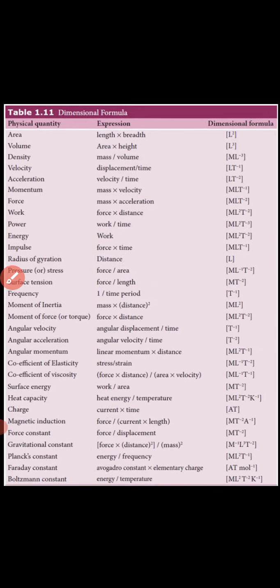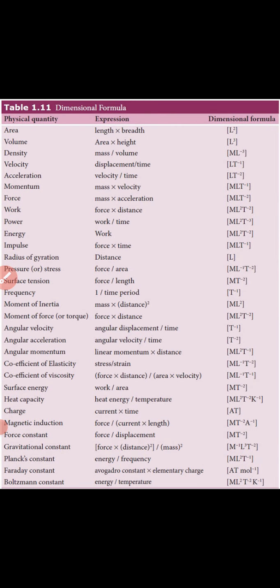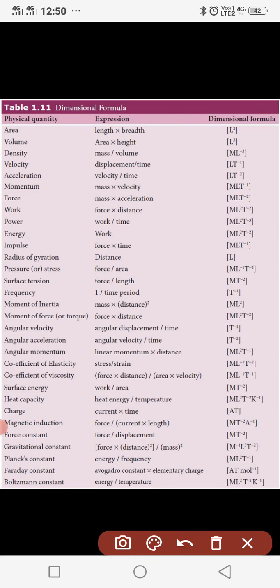So you know that gravitational constant, force constant, Planck's constant, Faraday's constant, Boltzmann constant, these are all constants but they have a dimensional formula. So these are called dimensional constants. And there are some constants which don't have a dimensional formula, they are called dimensionless constants.